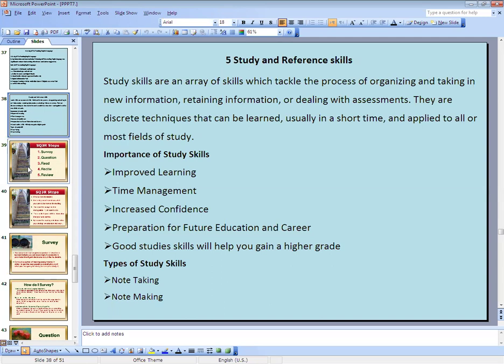Coming to the study skills, they tackle the process of organizing and taking in new information, retaining it, and dealing with assessment. So here we have discrete techniques that can be learned usually in a short time and applied to most fields of study. Coming to the importance of study skills: they improve learning. They help in time management, increase confidence among learners, and prepare for future education and career. Good study skills will help you gain a higher grade. For study skills, we have 2 types: note taking and note making.